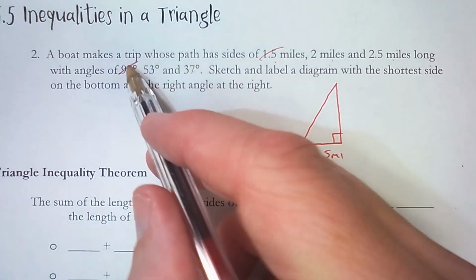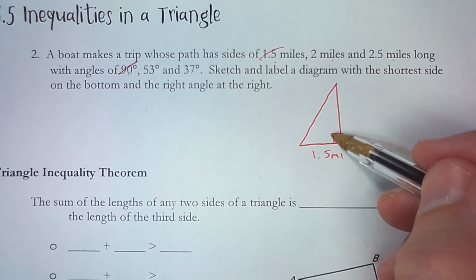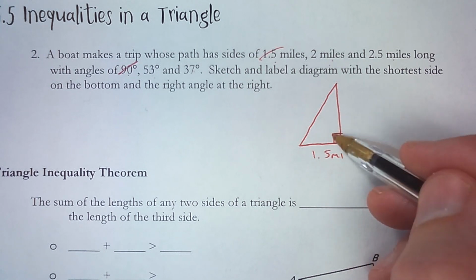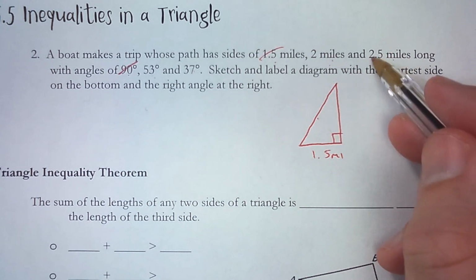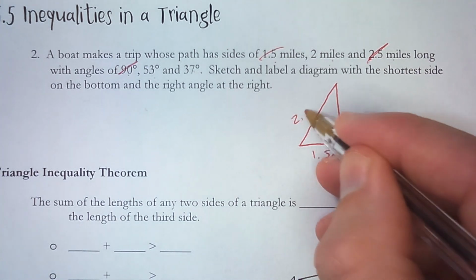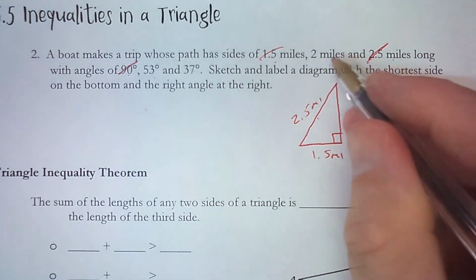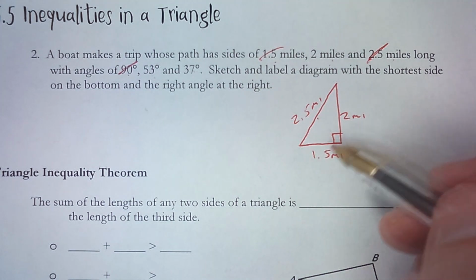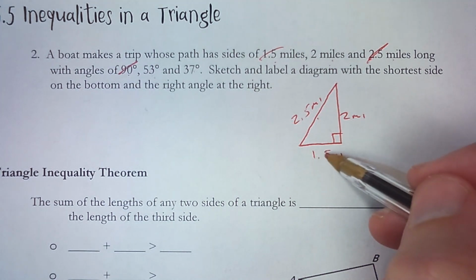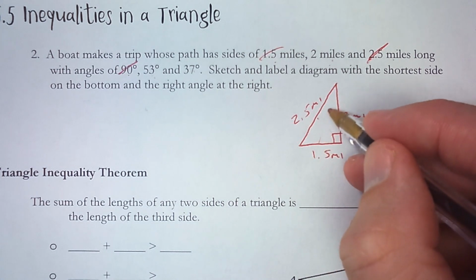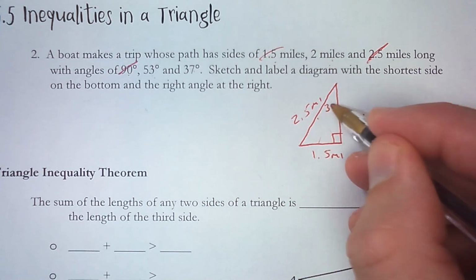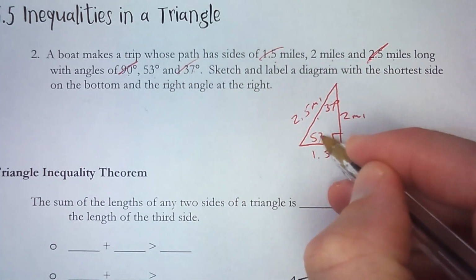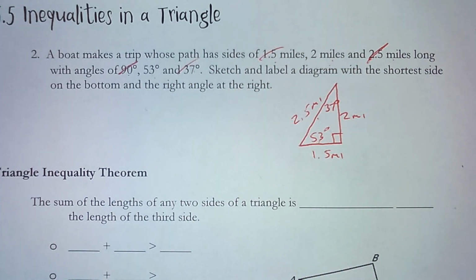90 is the largest of the three angles. Across from that is the longest of the three sides. So across from this largest angle, we've got the longest side, 2.5 miles, which leaves 2 miles left over here. Okay, now the smallest side, 1.5, across from that is the smallest angle, 37 degrees. And the remaining angle is 53 degrees.